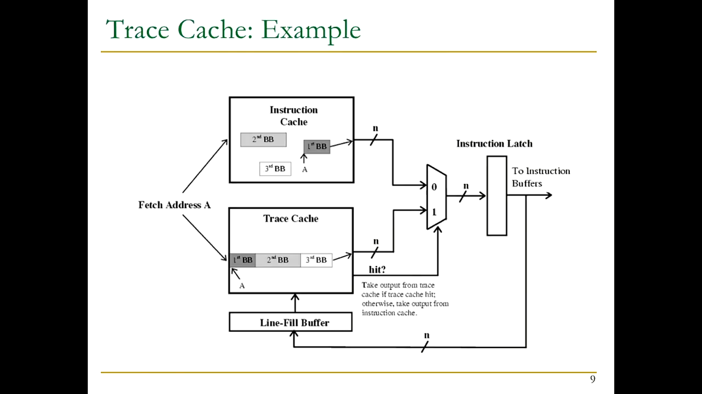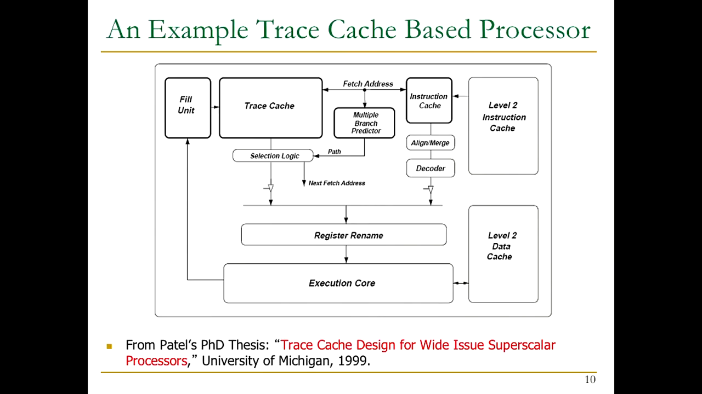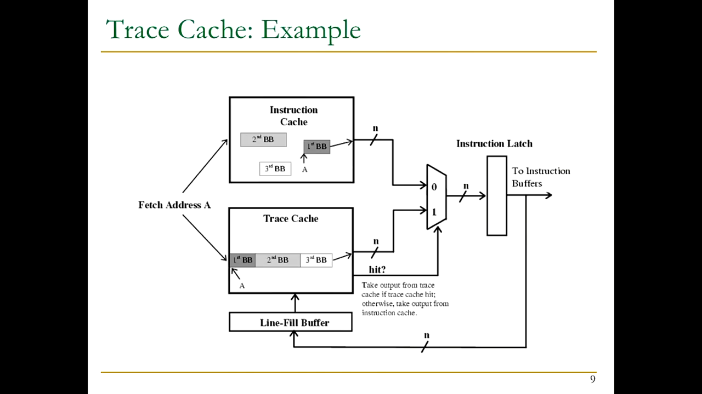Now, this was not the design in Pentium 4. In Pentium 4, there was no instruction cache. They basically filled everything into the trace cache. And if there was a trace cache miss, they would first form the trace and then fetch from the trace cache. OK, any questions? There are a lot of design choices here, so we're not going to cover everything over here.